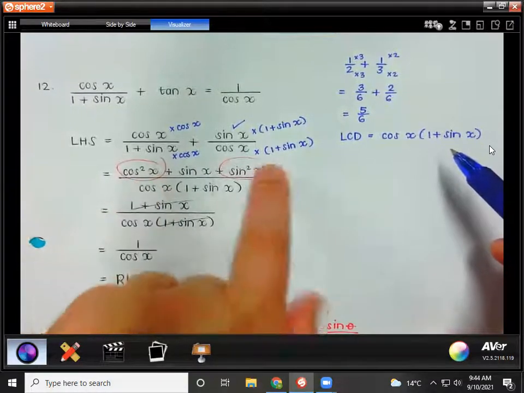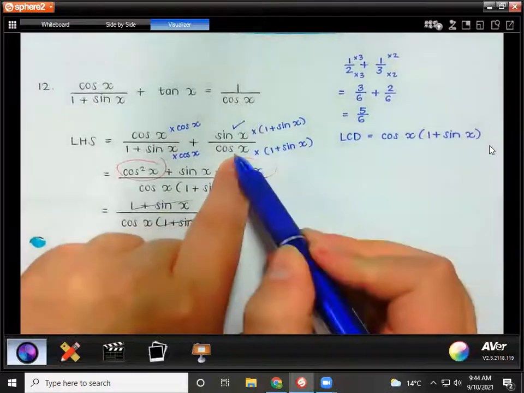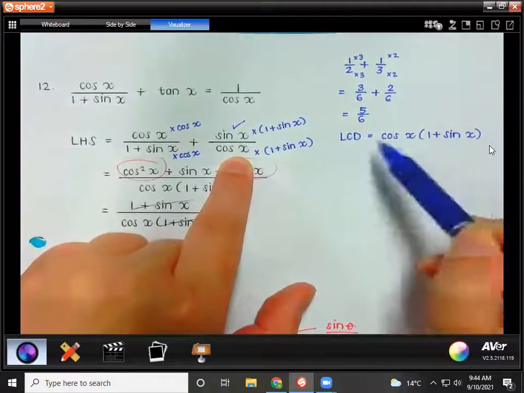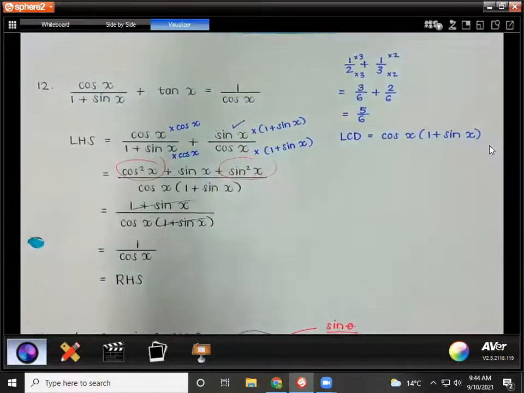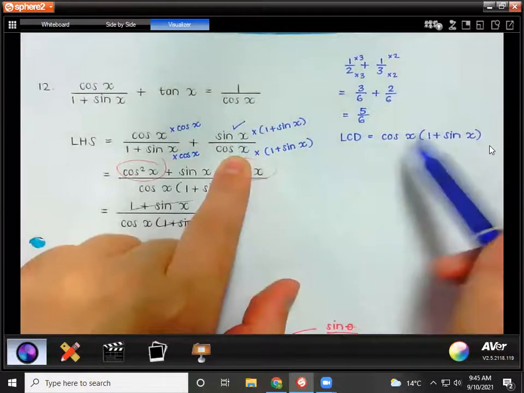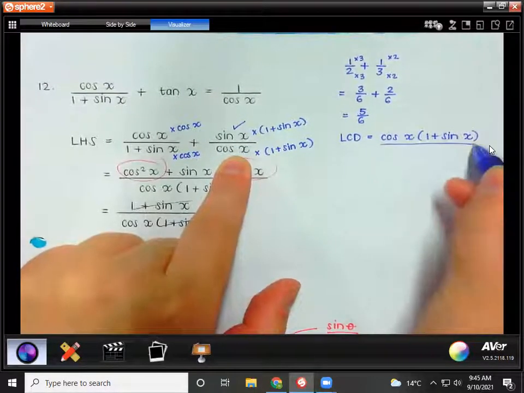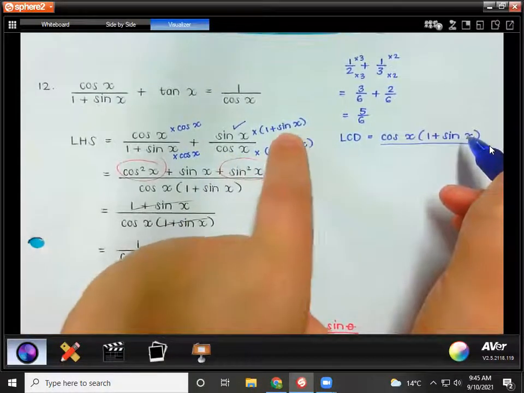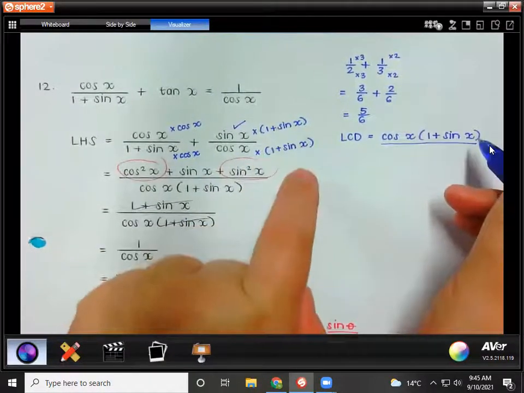Okay? If we're looking at our second fraction, my denominator currently is cos x. I want it to become the LCD because if I have the same denominator, I can put it over one fraction, right? So what must I multiply cos x by to turn it into this LCD? 1 plus sine x. Then I must do the same thing at the top.